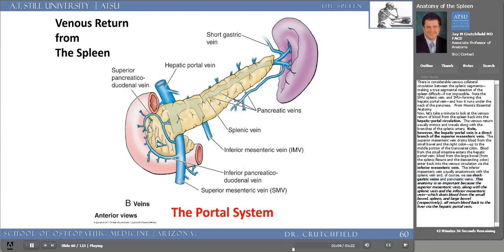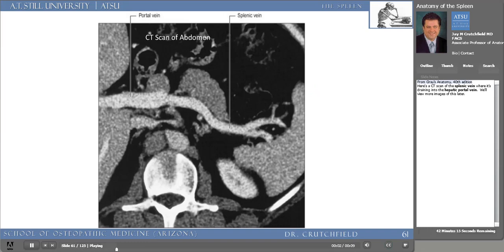This anatomy is most important because the superior mesenteric vein, along with the splenic vein and the inferior mesenteric vein, which drains the blood from the small bowel, large bowel, and spleen, all return blood back to the liver via the hepatic portal vein. Here's a CT of the splenic vein where it's going into the hepatic portal vein. We'll see images of this later.